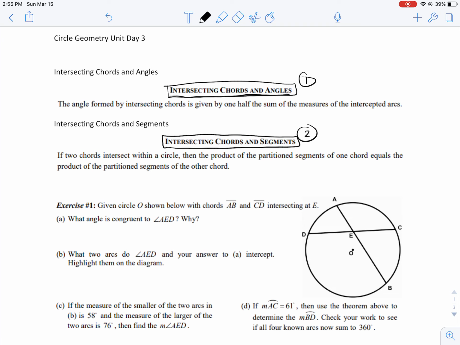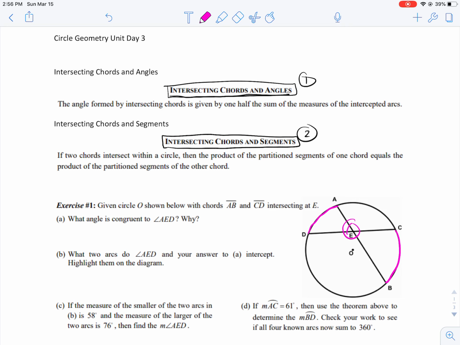The angle formed by intersecting chords is given by 1/2 the sum of the measures of the intercepted arcs. What that is saying is that this angle right here, or this angle as well, because these are examples of vertical angles. Let's just stick with one. Angle E, this one right here, is equal to 1/2 this measure plus this measure.